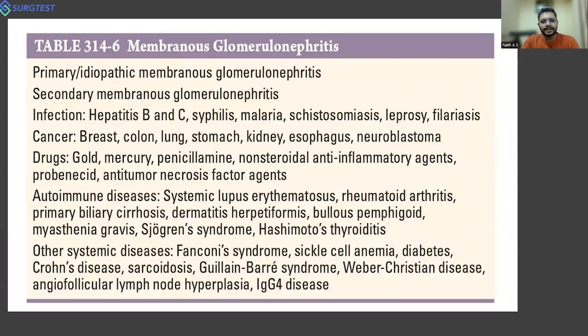This is a table from Harrison. We've covered it in good detail. I'd like to draw your attention to two, three things. Come to drugs: gold, mercury, NEL1, penicillamine. Three things I want you to remember. Then here you have your breast, colon, lung. You can see that all are solid organ tumors. And then infections, I told you, B is most important. Other things are also there. And then autoimmune disease, SLE, remember SLE. That's the most important thing that you have to remember. Other things are there, but that kind of MCQs I don't think we'll get.